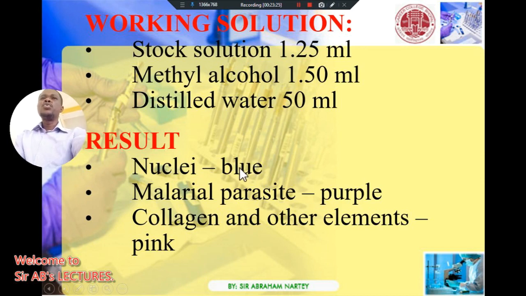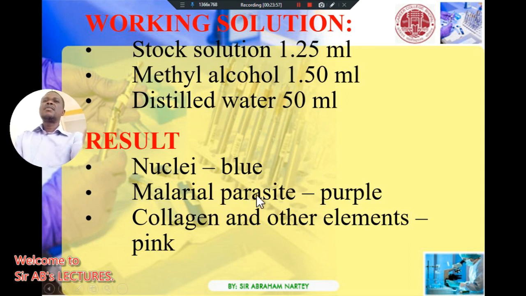The portion that will show blue is the nucleus, or the nuclei, of the organism. And the portions that will stay purple, what are they? The malaria parasite, that is the Plasmodium parasite. Plasmodium falciparum and Plasmodium ovale. They are all types of malaria parasite, so some of them cause different types of malaria.